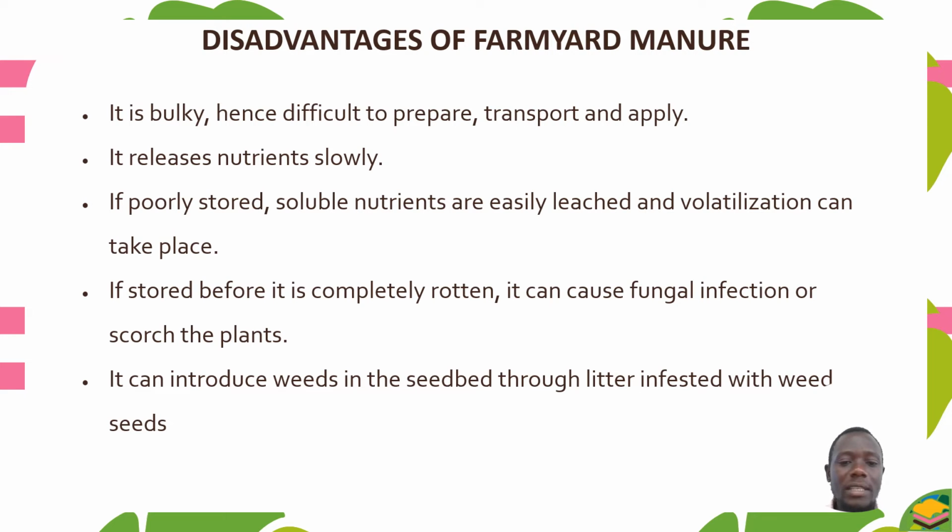If stored before it is completely rotten, it causes fungal diseases. I've talked of this point, saying that you have to apply organic manure when it is completely rotten to avoid fungal infections as well as scorching of plants. It can also introduce weeds in the seedbed through litter infested with weeds. Some of the litter used in the animal house has seeds. Therefore, if you apply this organic manure, those seeds can germinate. Therefore, it may introduce weeds in the seedbed.